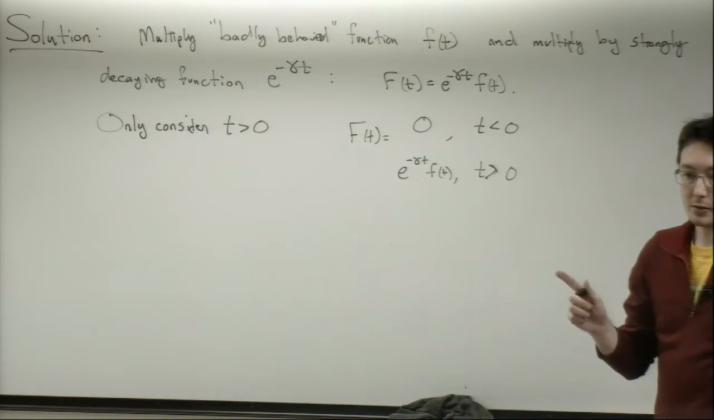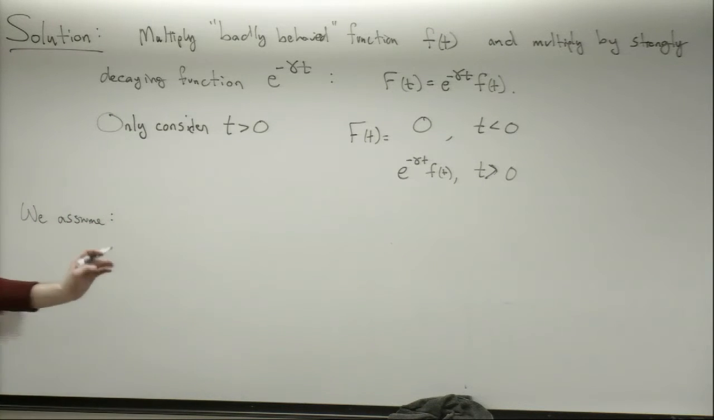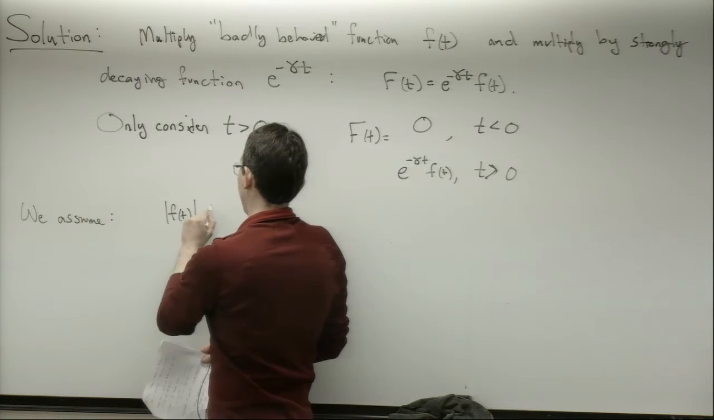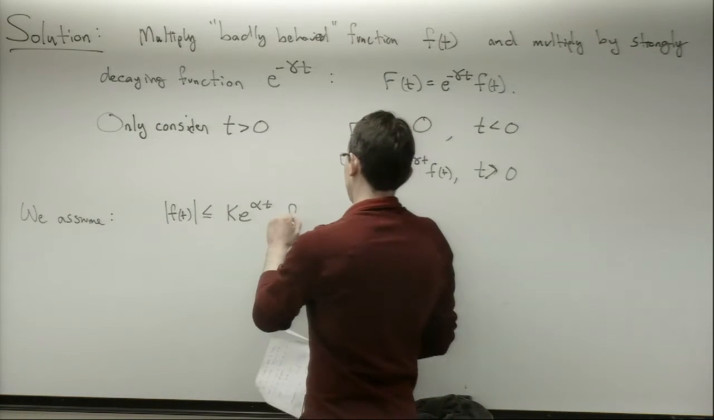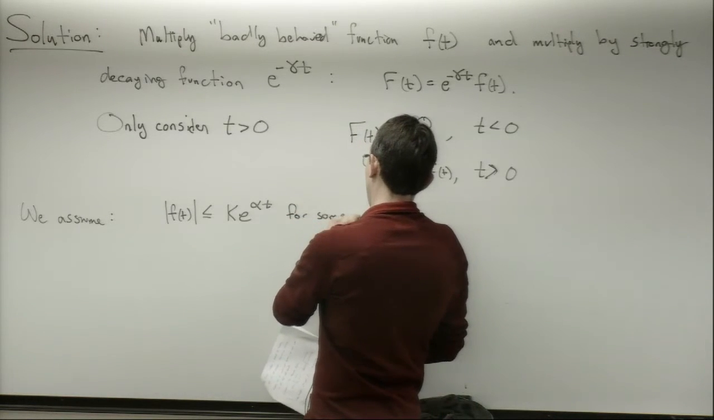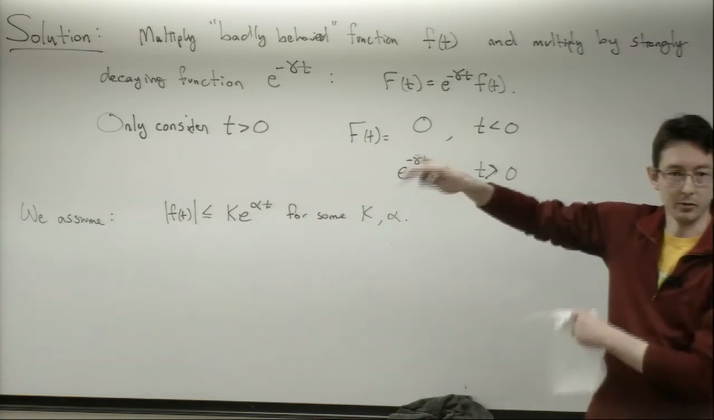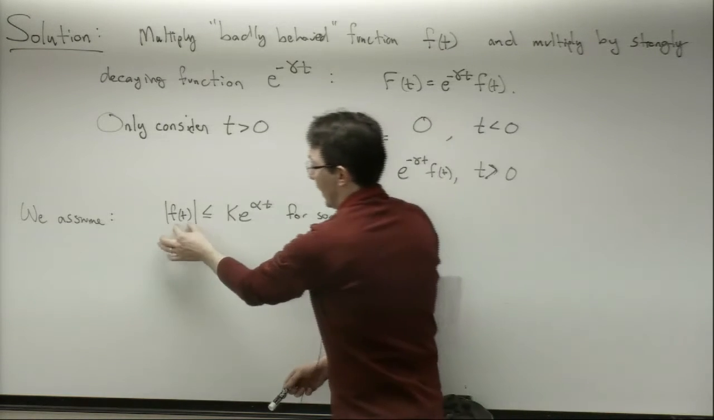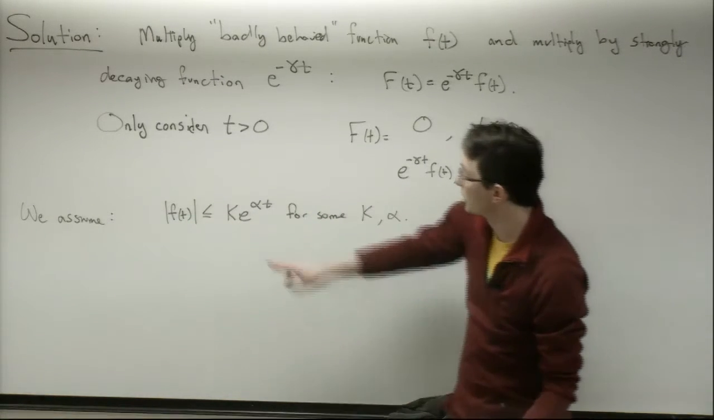Okay, and there's a couple of assumptions we're making. And these are pretty reasonable assumptions, I think you'll agree. So we assume that our function f of t is always bounded by some constant k times e to the alpha t, for some k and some alpha. Alpha could be positive. It could be 1,000 or 1,000,000. It could be a hugely fast-growing exponential. But we're assuming that f is bounded by some exponential, which most functions we care about are.